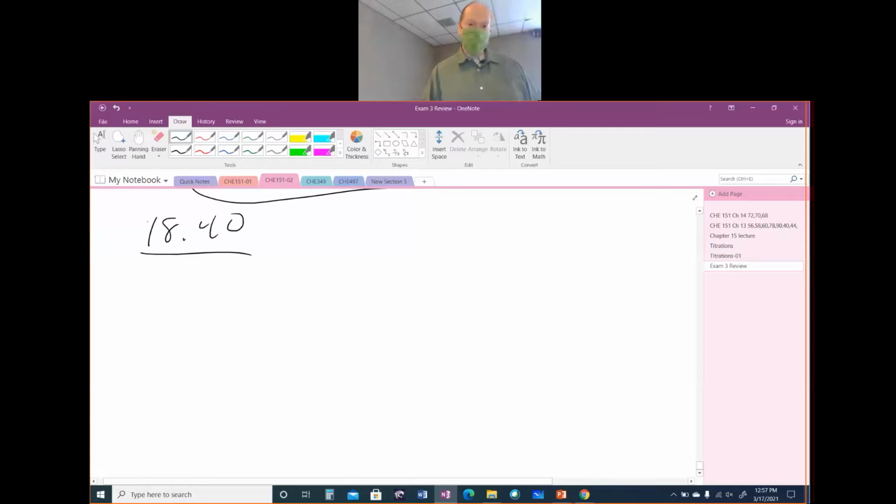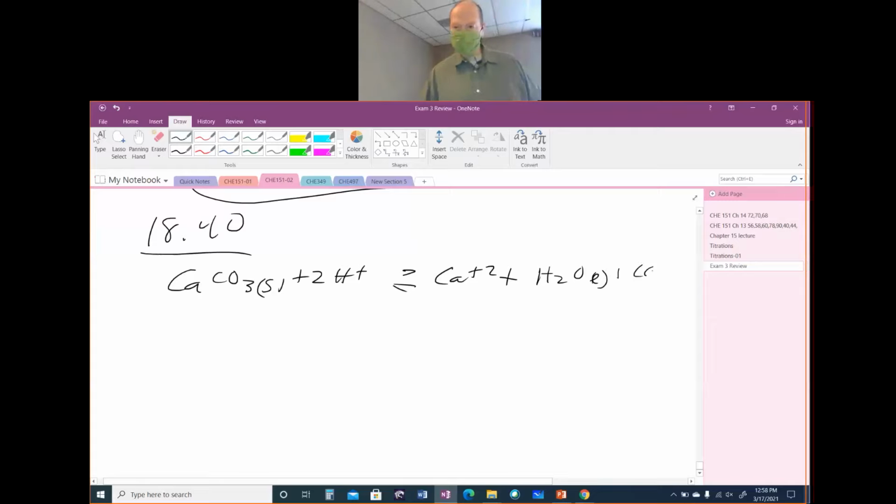So the same thing. So you got your CaCO3 solid plus 2H+ going to Ca2+, H2O liquid, and CO2 gas. All right, and so we have no gases on the left going to one gas on the right, and so now we can predict our delta S will have a positive number.